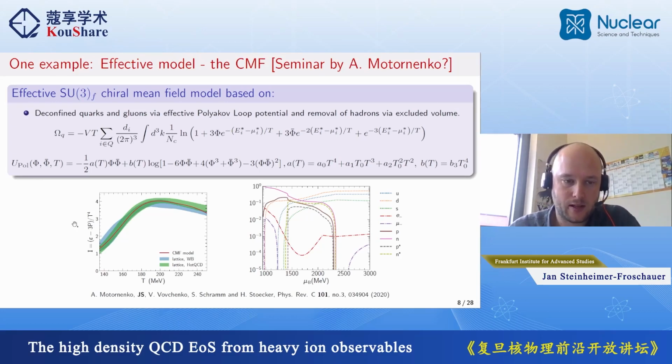And what you get in the end is that you fix the parameters again to describe your lattice results at zero chemical potential, like here. So the red line is our model, and the green bands are the latest lattice results.